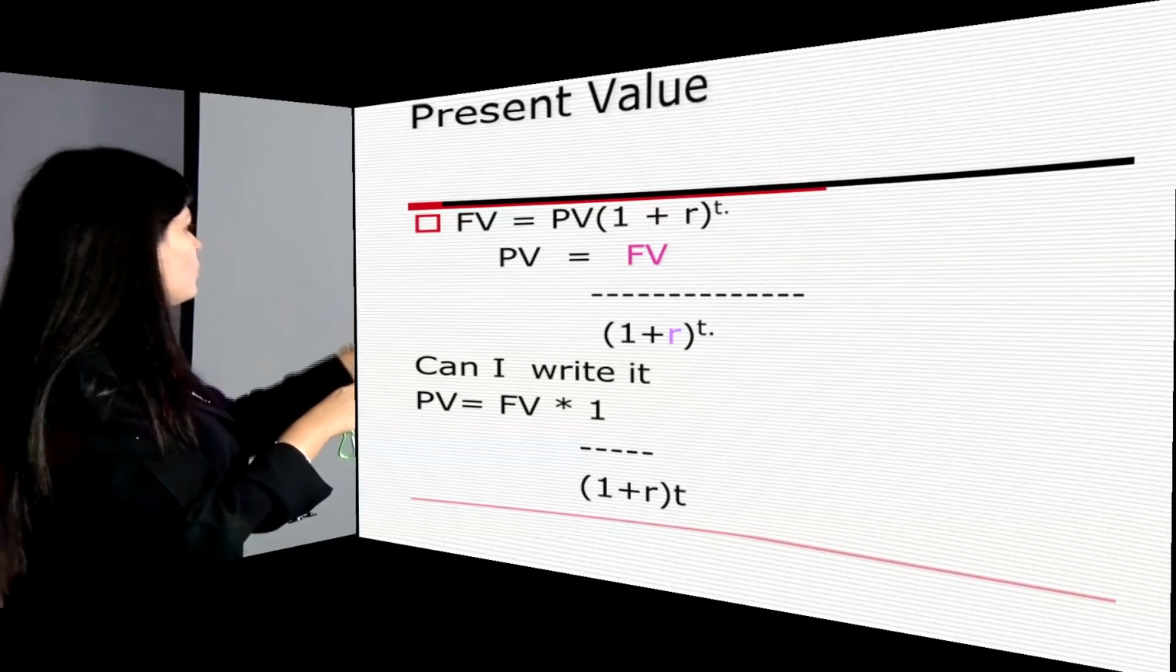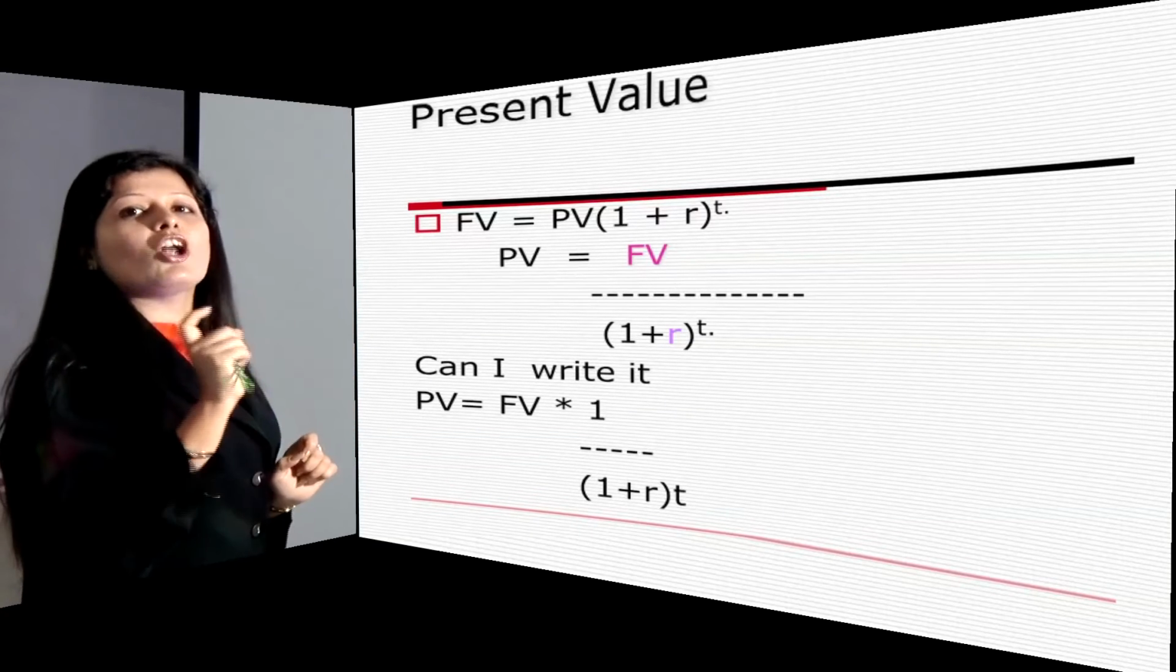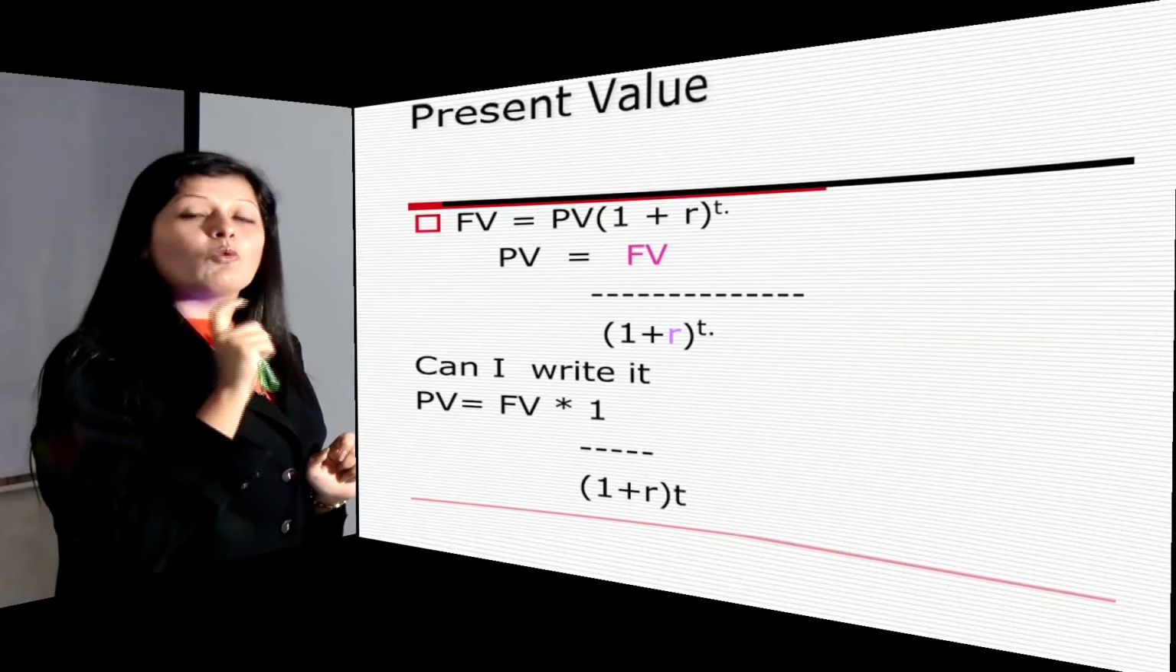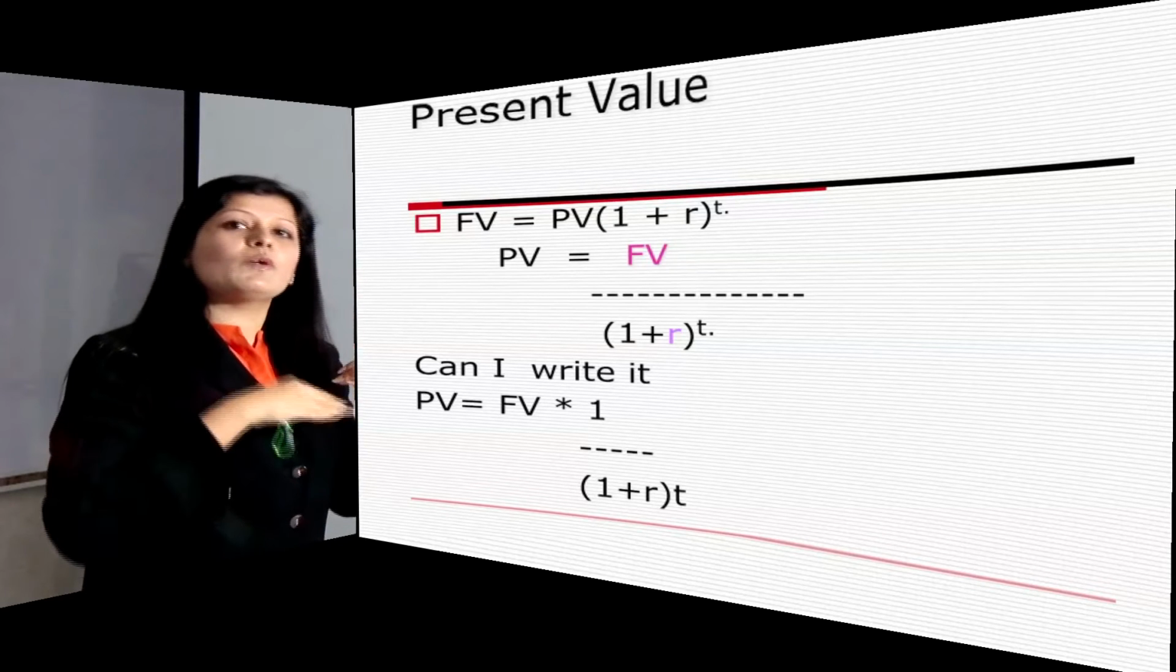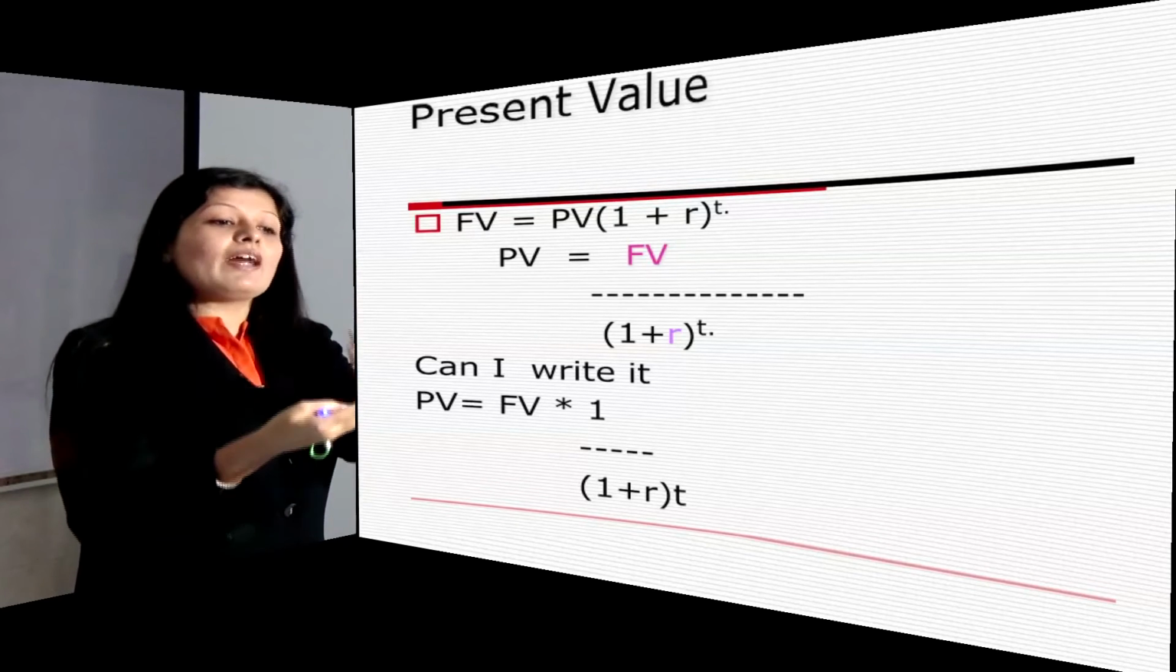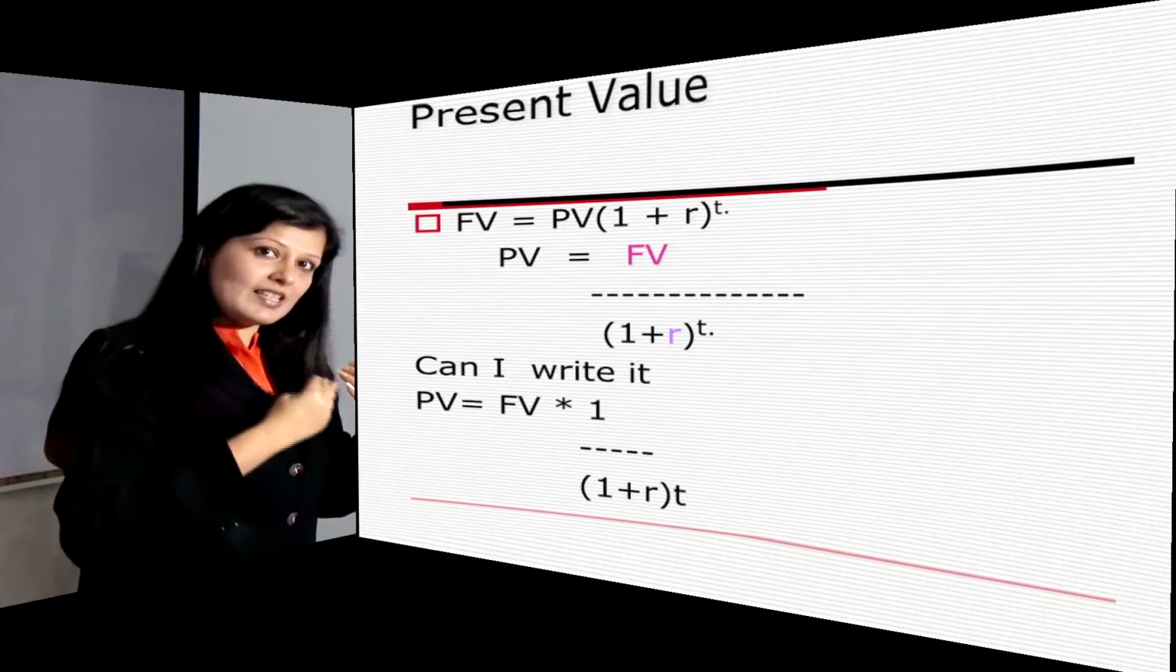Now this 1 upon (1 plus r) raised to t is called a discounting factor. Why do I use the word discounting? When we were calculating the future value, we were compounding the things. Now when I am finding the present value, I am discounting the things.